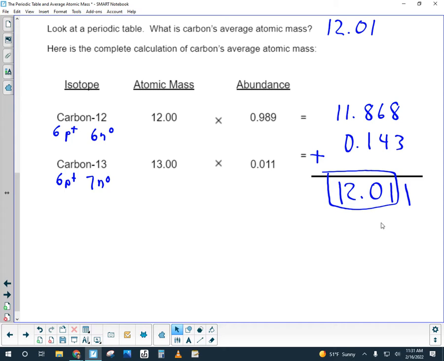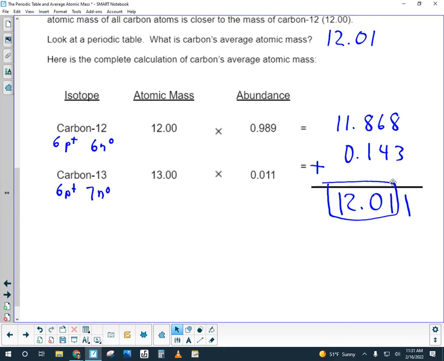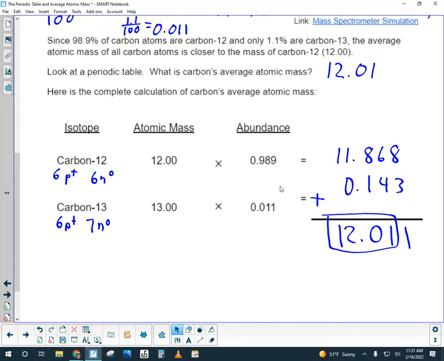And then we add them up, and the sum is going to take into account the relative abundance of the isotopes. Okay. So we're much closer to an average atomic mass of 12.01 because the vast majority of atoms in a sample of carbon are carbon-12. Okay, so we don't just take the straight average of them because we need to realize that most of your atoms are going to be the lighter isotope, carbon-12. Okay, any questions on that?